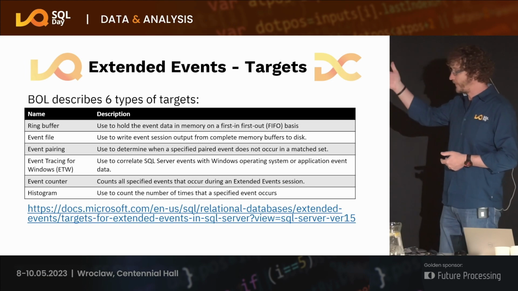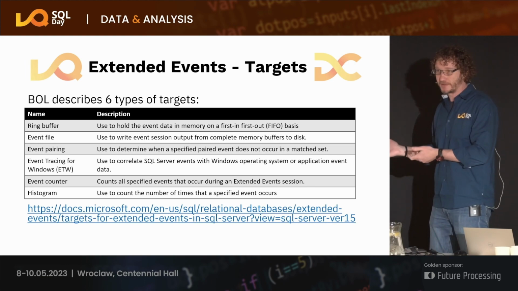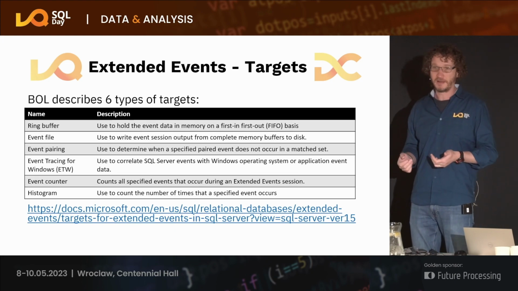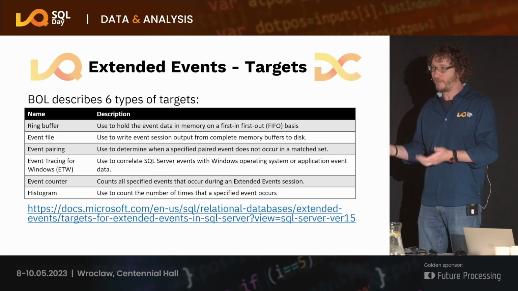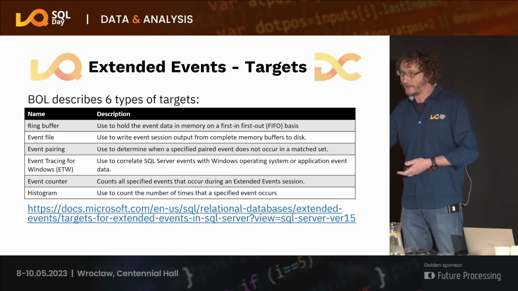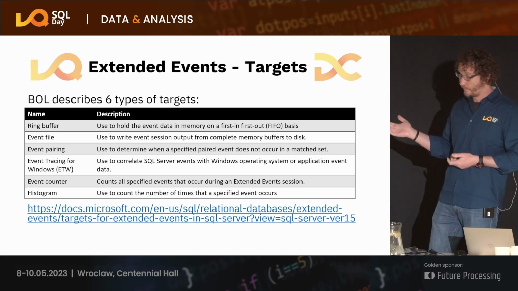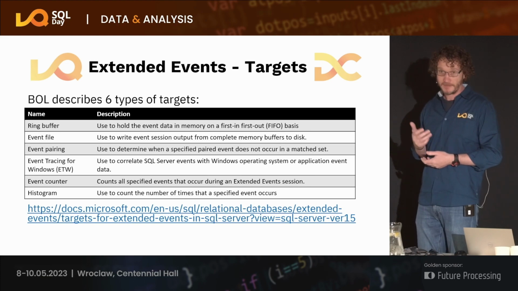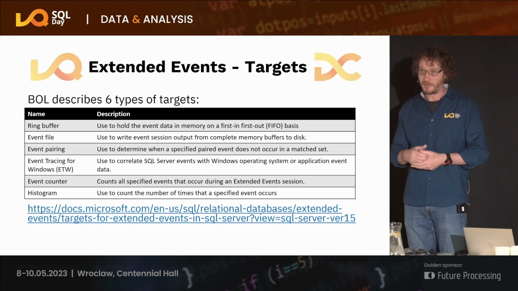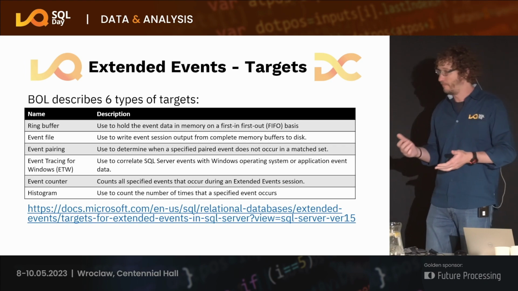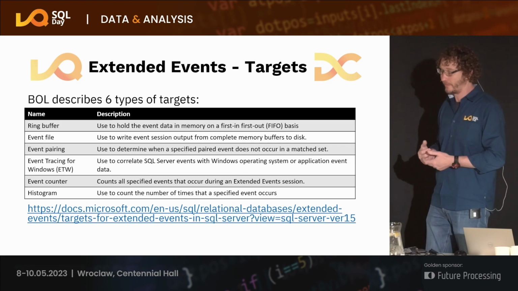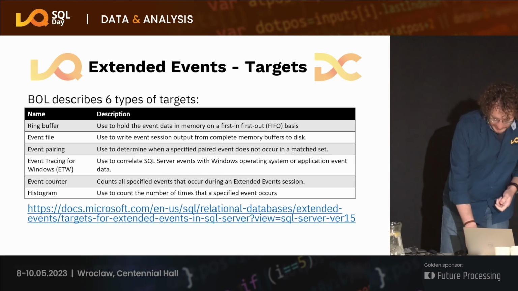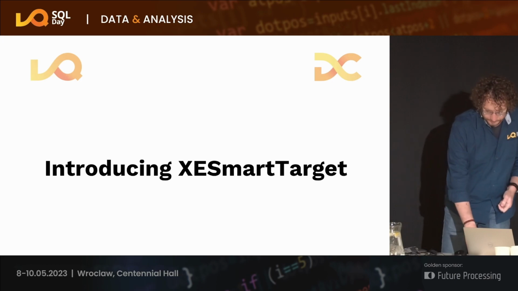So if you look at this list, there are a few things that should be obvious that are not here. For example, I would like to write events to a table, but there doesn't seem to be a way to do it with the built-in targets. I would probably also like to get notified when an event is captured, maybe deadlocks or blocking. I would like to get a notification. There's no way to do it with the built-in targets. So this is why I built XESmartTarget.